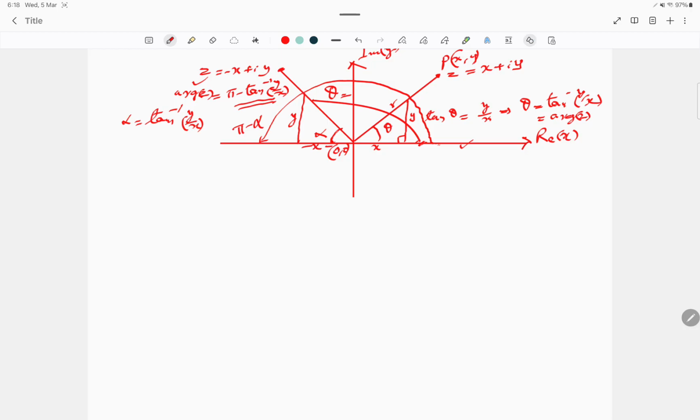Suppose a complex number lies in the third quadrant. Suppose this is the line joining the complex number to the origin, and the complex number is lying here. It will be minus x minus iy. Suppose this makes an angle beta with the x-axis. Then what is the argument of this complex number this time? Now it is in the third quadrant.